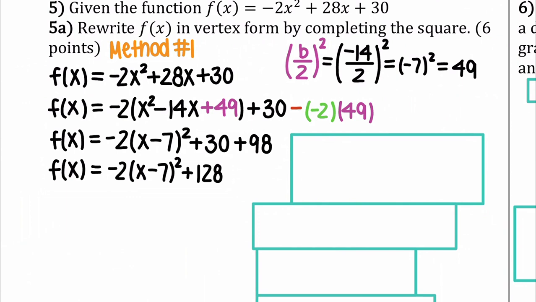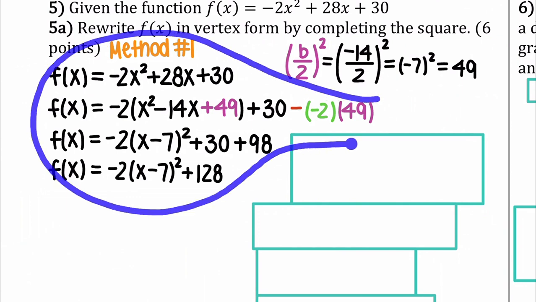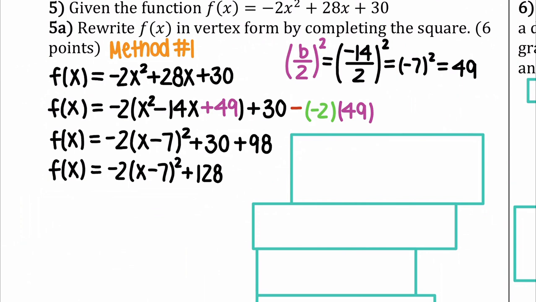We're done. That's vertex form right there. So in my opinion, I would say this is a lot easier in terms of time. It will save you a lot of time. But this portion right here, the whole idea of undoing the effect of completing the square might be the gotcha portion of this method here.